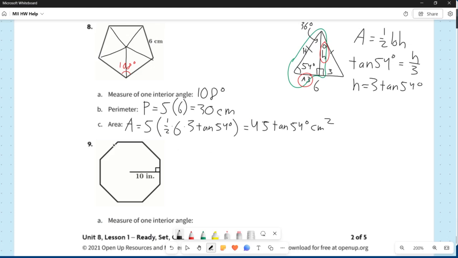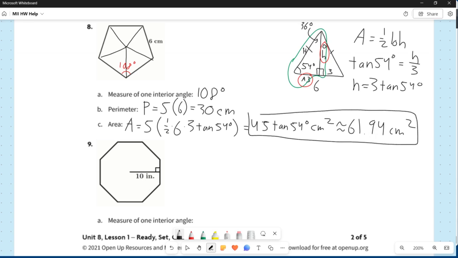we end up getting 61.94. So going back to our answer here, this is approximately 61.94 square centimeters. If you want an exact answer, it's the one on the left, and if you want an approximate answer, it's the one on the right. Depends on the context. Sometimes you want exact, sometimes you want an approximate, but either one of those answers should be sufficient.